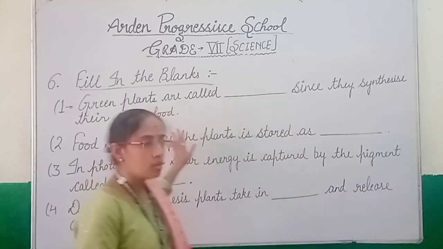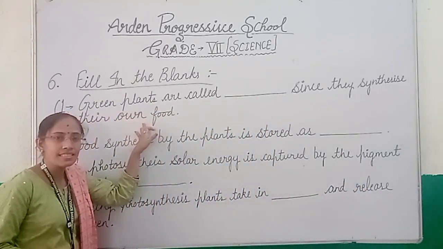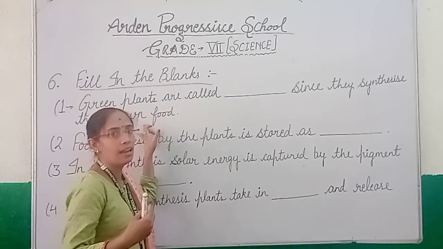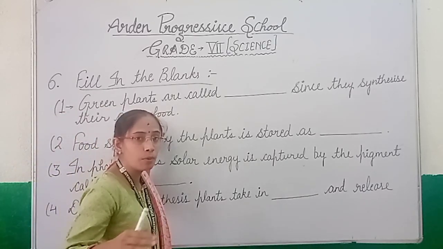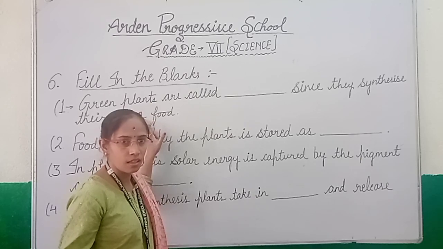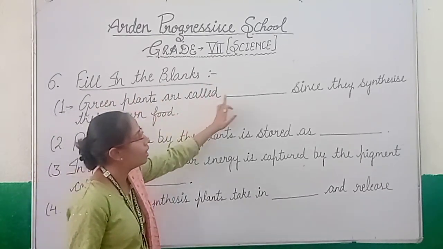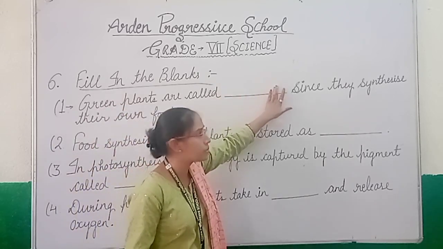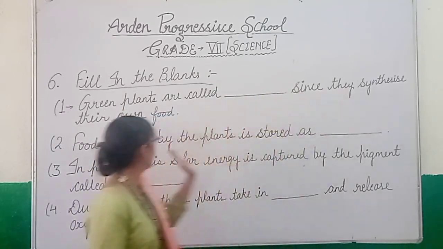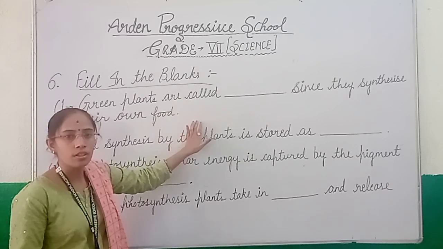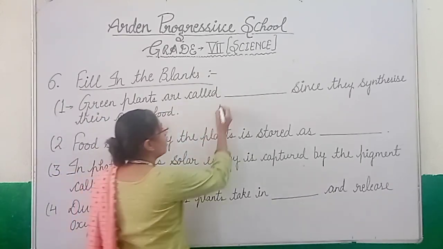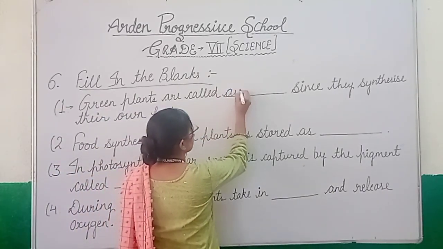So plants make their own food by the process of photosynthesis. In this, green plants are called autotrophs since they synthesize their own food. So the first answer is autotrophs.